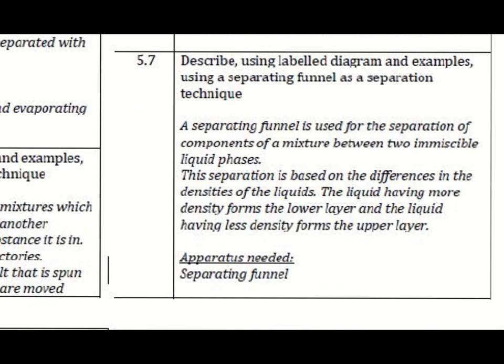The next method of separation is using a separating funnel. A separating funnel is used for the separation of components of a mixture between two immiscible liquid phases, meaning two liquids that are not soluble in each other or not mixed together. This happens because they have different densities. Separation is based on the differences in densities of the liquids. The liquid having more density forms the lower layer, so it will be at the bottom, while the liquid which has less density, or is lighter, will form the upper layer. You know the shape of the apparatus, the separating funnel.